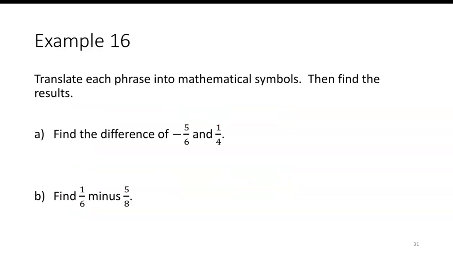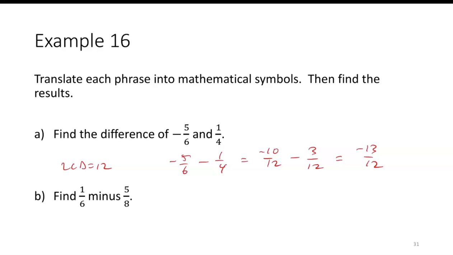So find the difference of negative 5/6 and 1/4 would be minus 5 over 6 minus 1/4. The least common denominator is 12. So the first fraction, I multiply top and bottom by 2 to get negative 10 over 12. Second fraction, top and bottom by 3. And then negative 10 minus 3 more is negative 13 over 12.